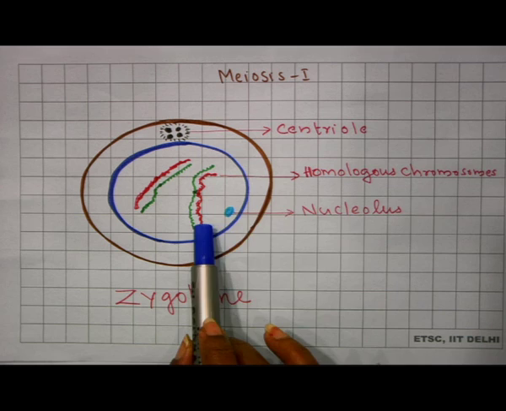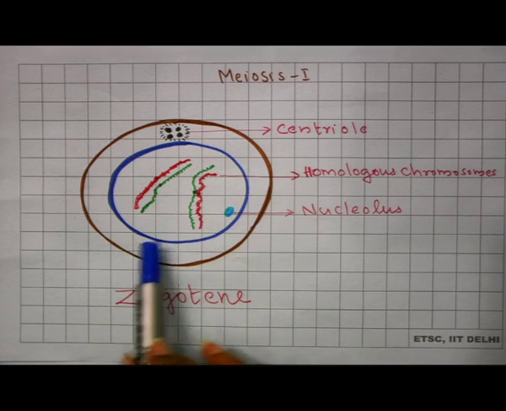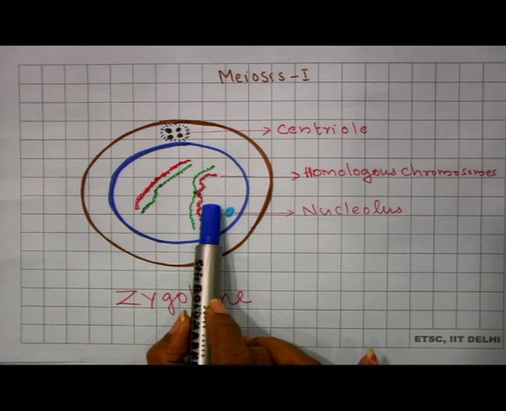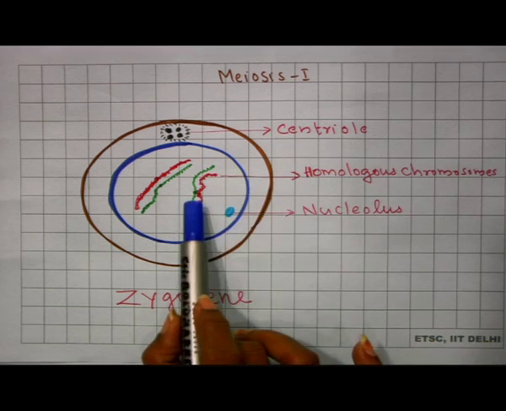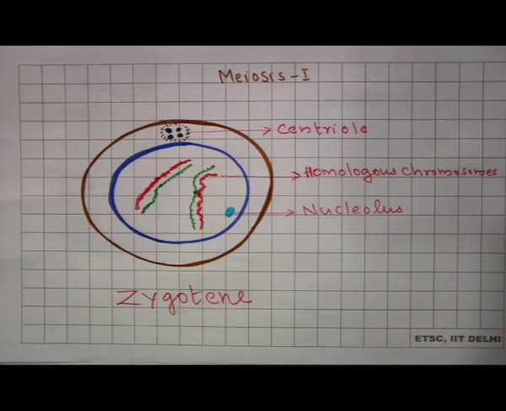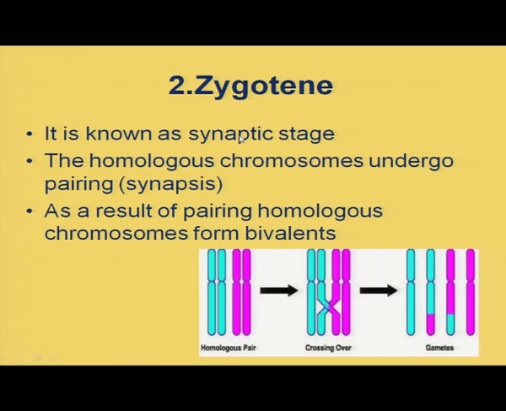So, this particular stage where you can see these homologous chromosomes are always coming together and they are seen as pairs, and this particular stage, that is the pairing of homologous chromosomes, that is known as zygotene stage. And this particular pairing of homologous chromosomes during the zygotene stage, that is called as synapsis. So, this stage zygotene is known as synaptic stage. The homologous chromosomes undergo pairing, and this pairing process we will call it as synapsis.